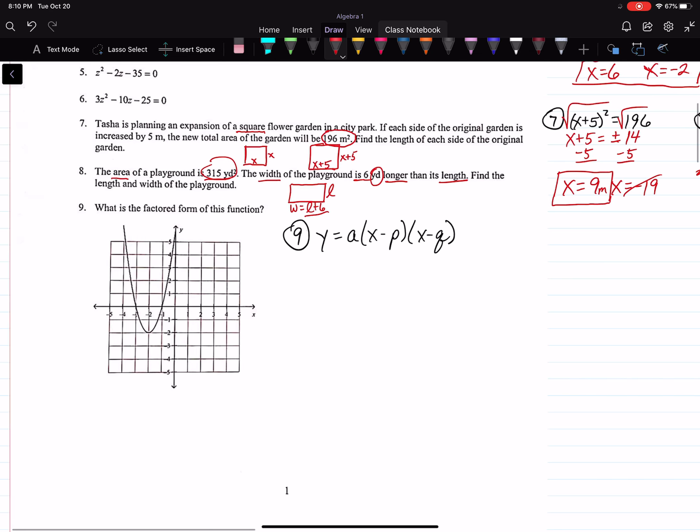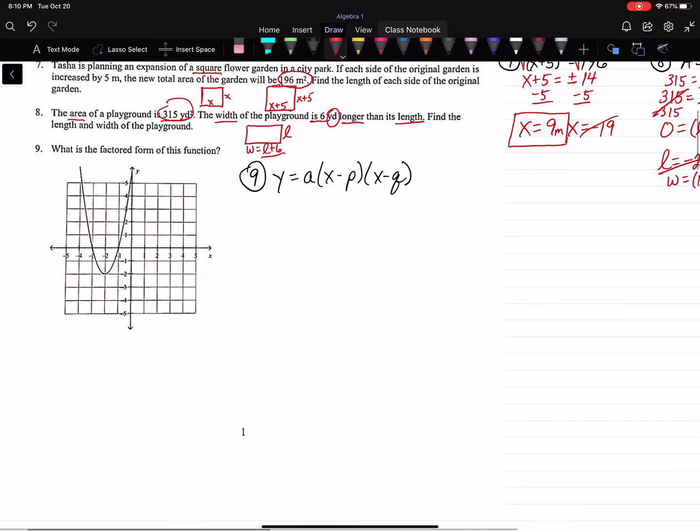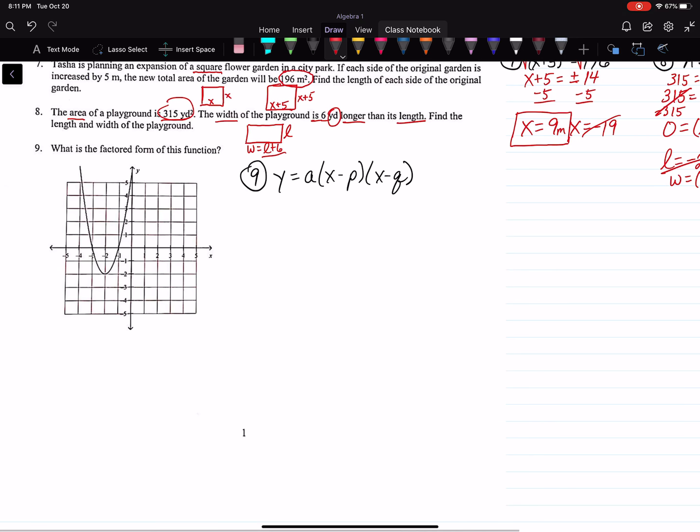All right. Number 9 says, what is the factored form of this function? So this is the factored form of a quadratic right here. You need to make sure you know that. And basically they give us 3 points here that we're going to use. P and Q are your x-intercepts. Okay, that's where it's crossing the x-axis. And then it gives us a point. Now you don't have to use the point I'm using, but it's the vertex, so why not use it?